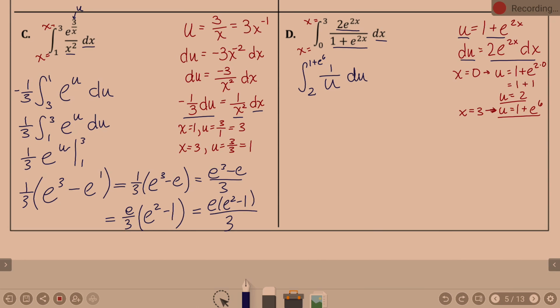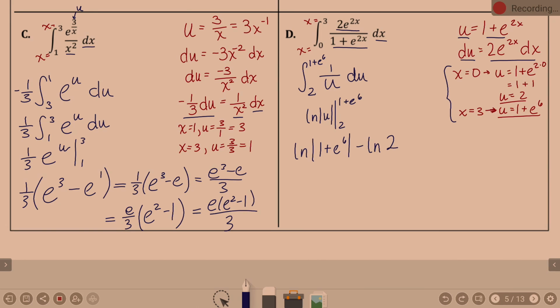The integral of 1 over u is the natural log of u, evaluated from 2 to 1 plus e to the 6th. That must be the natural log of 1 plus e to the 6 minus the natural log of 2. Wait, you don't put the x's in again? No, because here I put in the u's, and that's how I got this. Can I just put that in my calculator? Not on the non-calculator portion, you can't.